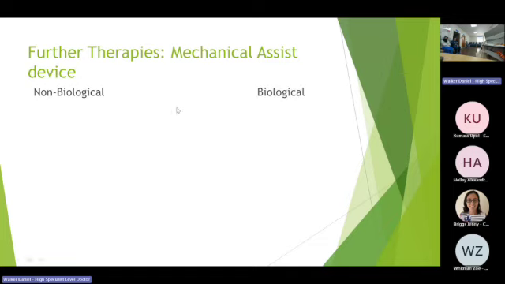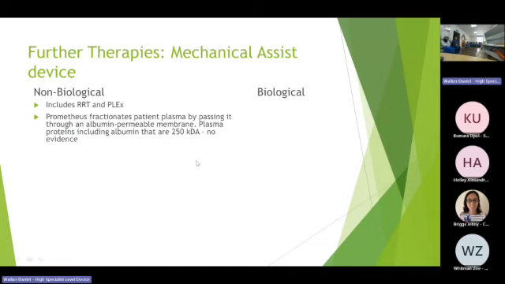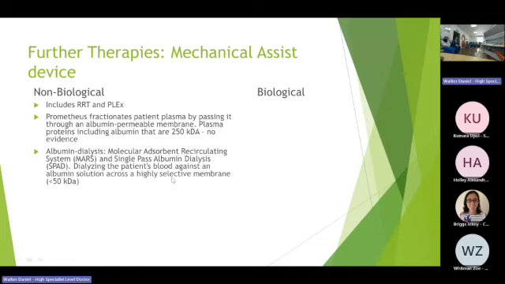The biological device is essentially either lab-grown human or pig liver cells incorporated into the machine. So as I said, the non-biological includes renal replacement therapy and PLEX. Prometheus was the first. There's no evidence of that, and it's kind of fallen by the wayside. But then MARS and SPAD, single pass albumin dialysis, and the membrane is more selective.